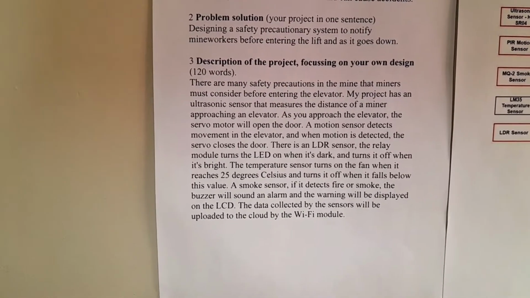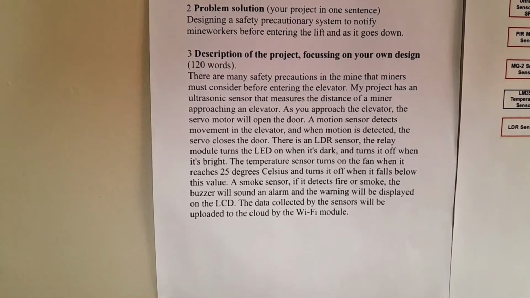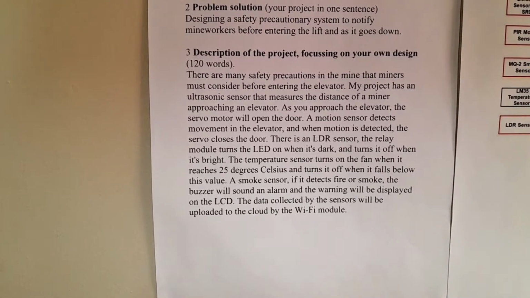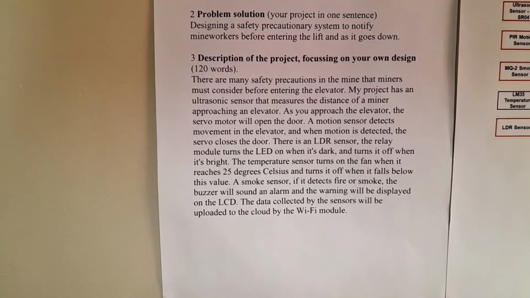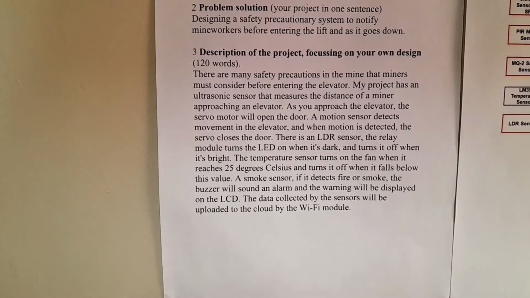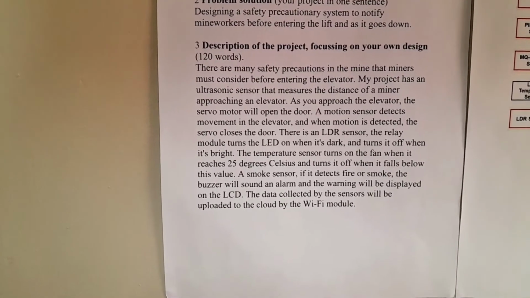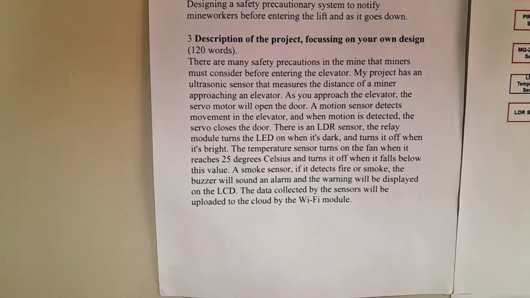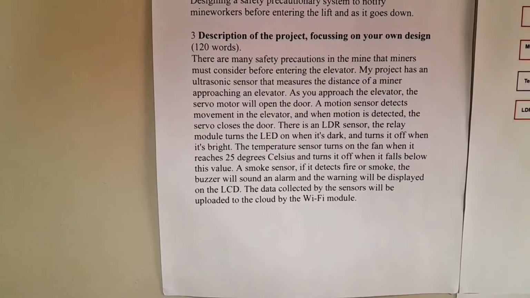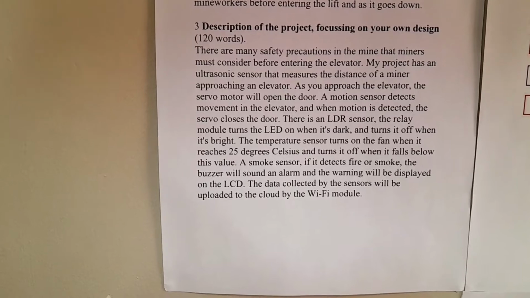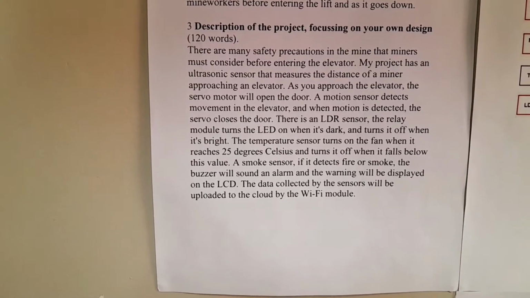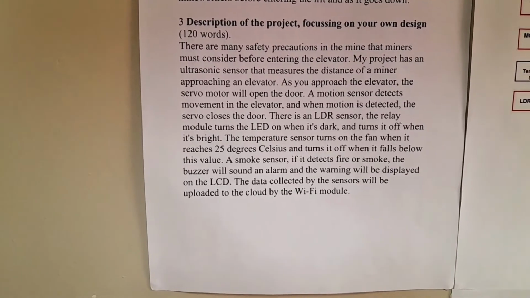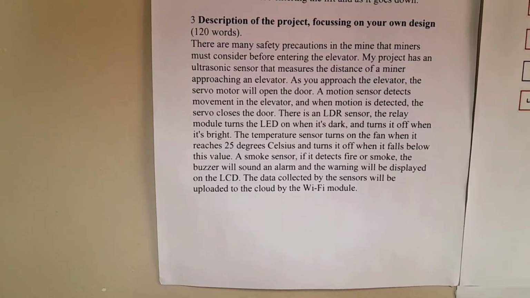There's also an LDR sensor, so the relay module turns the LED on when it's dark and turns it off when it's bright. There's also a temperature sensor, a DHT11, that turns on the fan when the temperature reaches 25 degrees Celsius or the humidity is greater than 50%, and it turns it off when it falls below those values respectively.